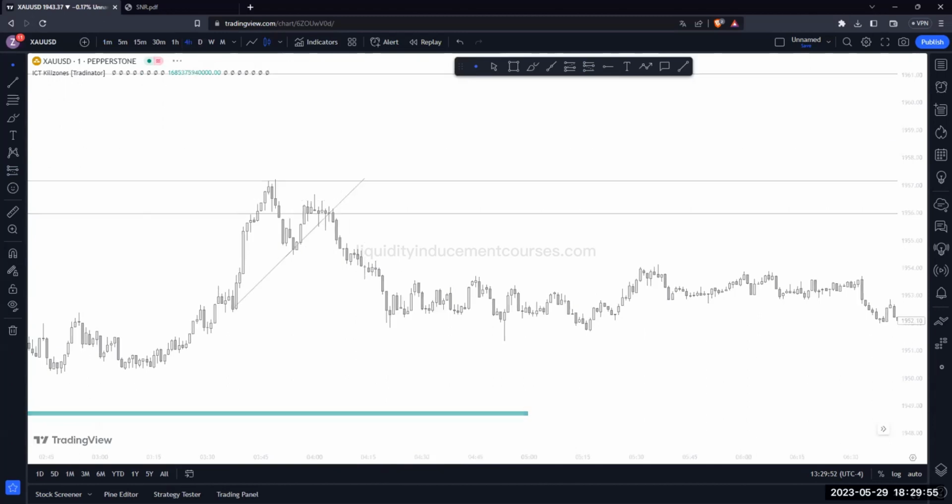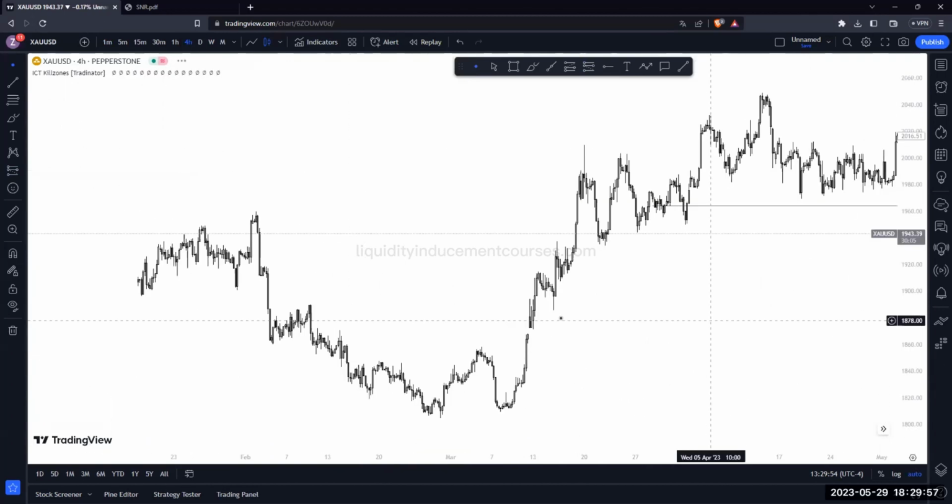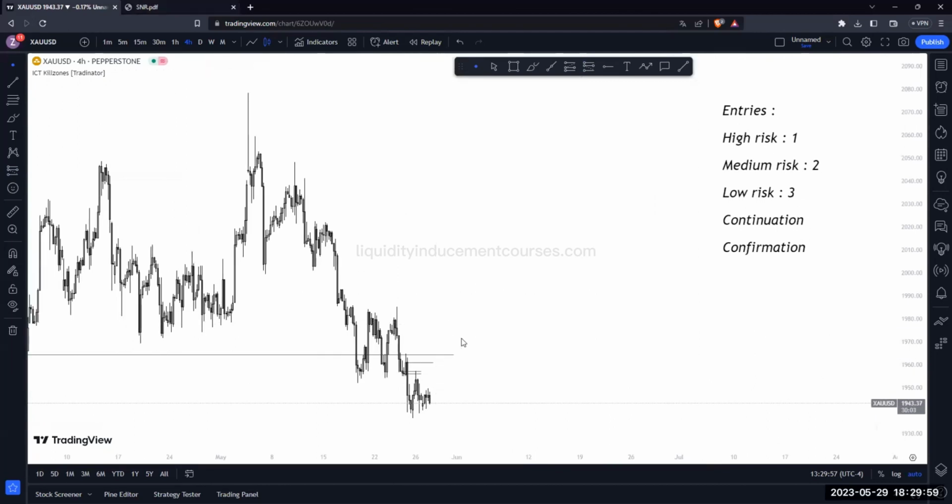And where did you put your stop loss? Above the level, then? Yeah, I'm going there.